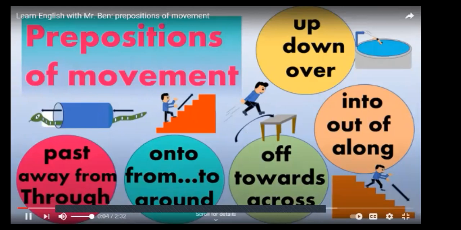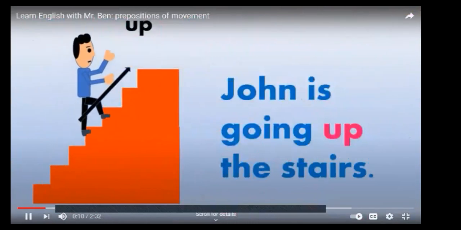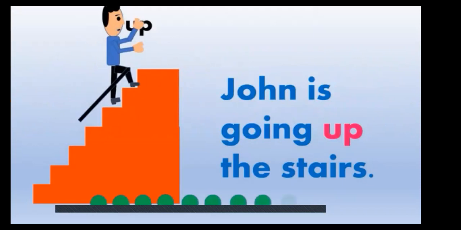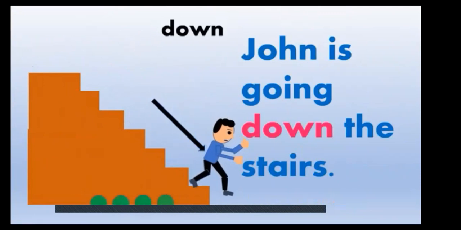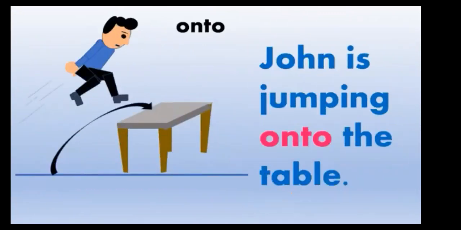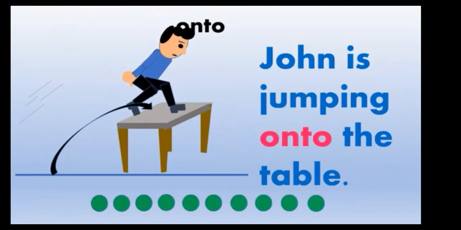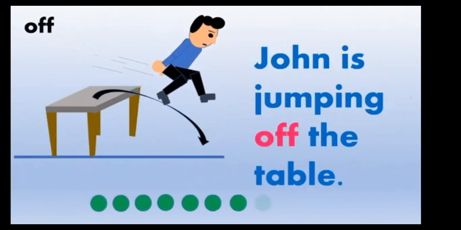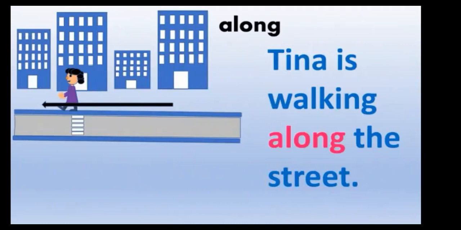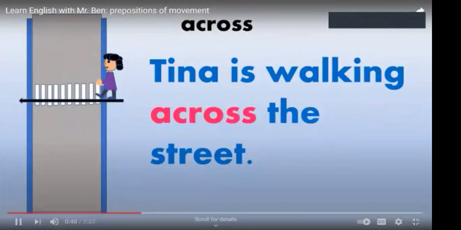Learn English with Mr. Ben. Prepositions of movement. Up. John is going up the stairs. Down. John is going down the stairs. Onto. John is jumping onto the table. Off. John is jumping off the table. Along. Tina is walking along the street. Across. Tina is walking across the street.